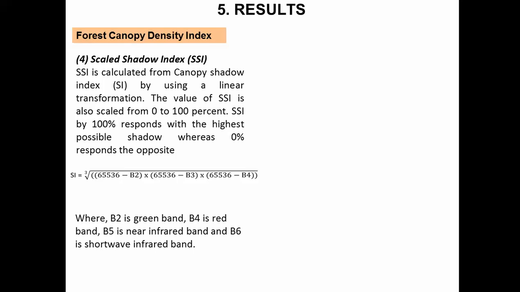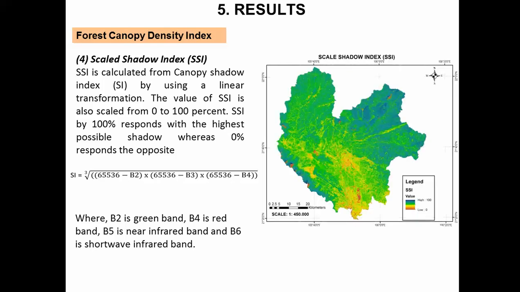Next one, the SSI is calculated from the canopy shadow index by using a linear transformation. The value of SSI is also scaled from 0 to 100%. SSI of 100% corresponds to the highest possible shadow, whereas the number 0 corresponds to the opposite. You can see here the result.